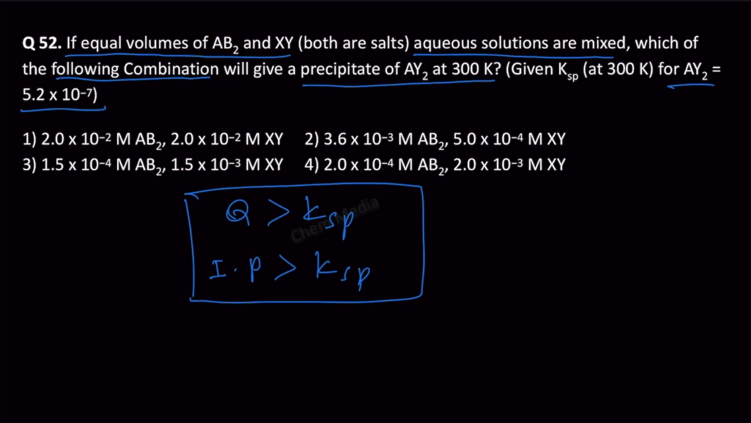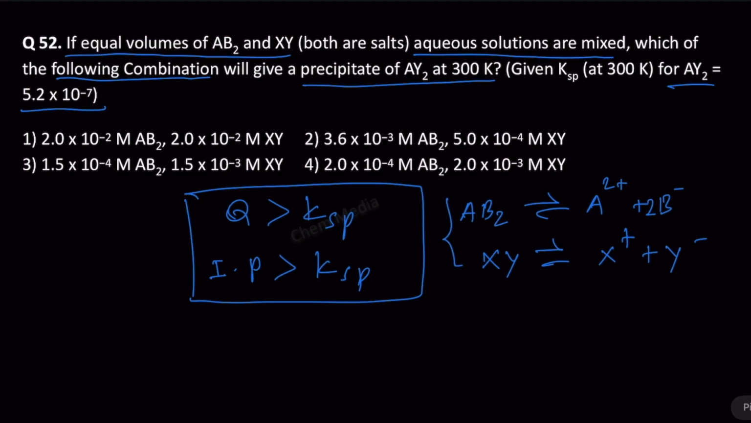So here we have AB2, that would dissociate as A2 plus B minus. We have to put stoichiometric coefficient 2 to balance the equation, and we have XY, that would dissociate as X plus Y minus. By mixing these two, we are getting AY2. Therefore, AY2 at equilibrium would dissociate as A2 plus 2 times Y minus in the aqueous medium.